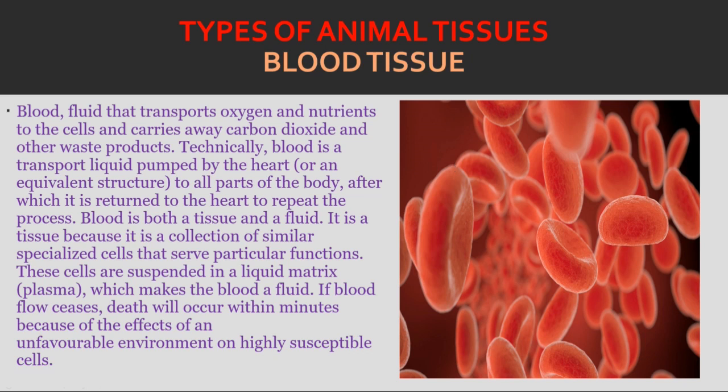So blood is both a tissue and a fluid as well. It is a tissue because it is a collection of similar specialized cells that serve a particular function. These cells are suspended in a liquid matrix, which makes the blood a fluid. If blood flow ceases, death will occur within minutes because of the effects of an unfavorable environment on highly susceptible cells.